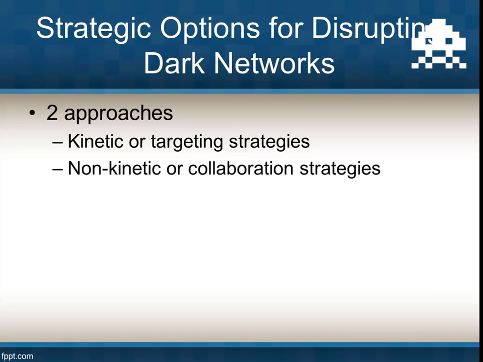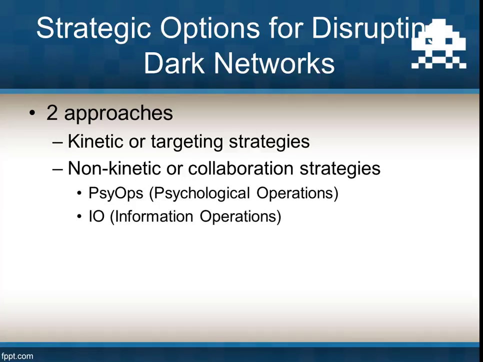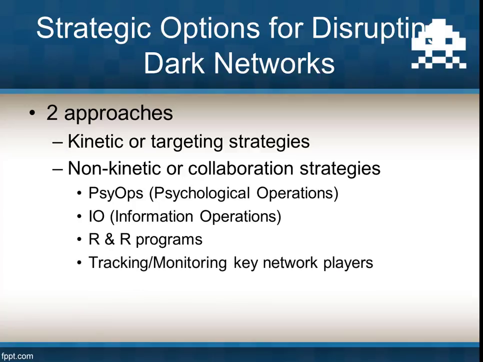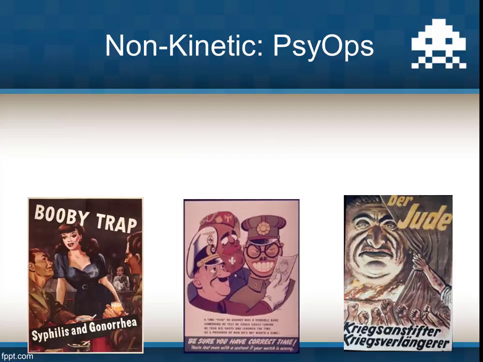The second approach, which is what we're going to start focusing on here first, is non-kinetic approaches or collaboration strategies. These actually look at less physical types of strategies to disrupt illicit or dark networks. Mainly, we are going to look at psychological operations, information operations, which use information gathering. We're going to look at rehabilitation programs to change people's ideologies. And we will also look at tracking and monitoring key network players. So let's start with our PSYOPs.